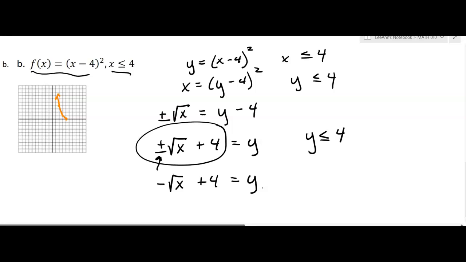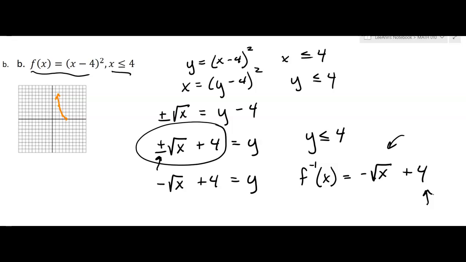And then I can write that with the inverse notation. Negative square root of x plus 4. And we actually know what that looks like. That's a reflection and shifted up 4. So it's going to be a reflection about the x-axis, and then the whole thing's going to be shifted up 4 units. Okay. By the way, x has to be greater than or equal to 0 here because it's a square root, and I should have written that on the previous one as well.